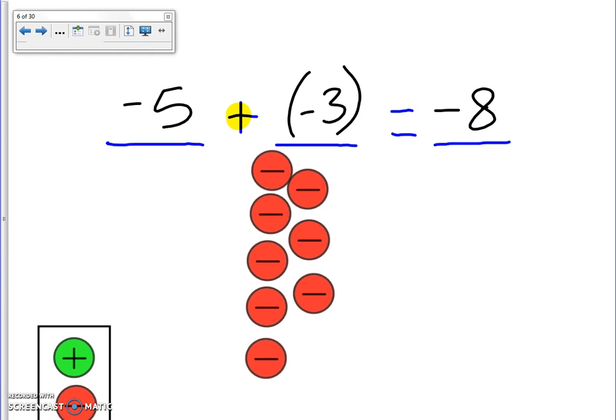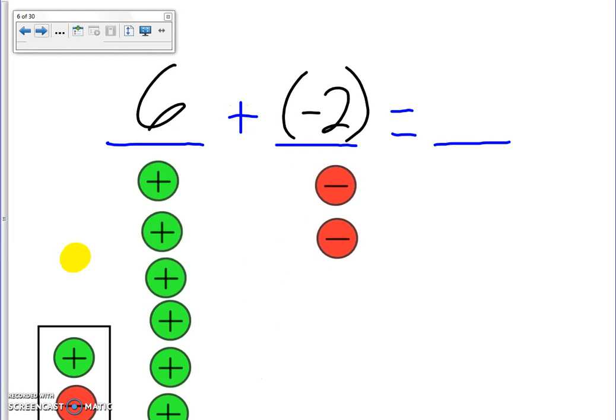Now, the part that you're all probably wondering about is when we have a problem where we've got 2 different colored chips. So here's what we have. A 6 plus a negative 2. I have built the positive 6 with 6 greens. I have built the negative 2 with 2 reds. We are going to smash them together because that's what addition means.